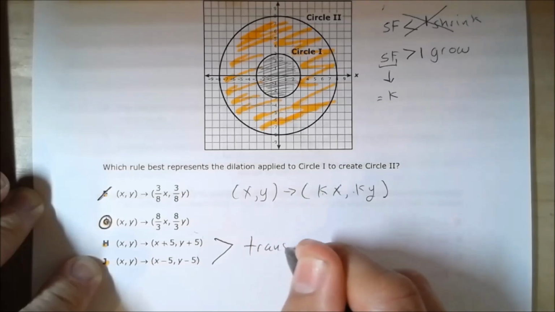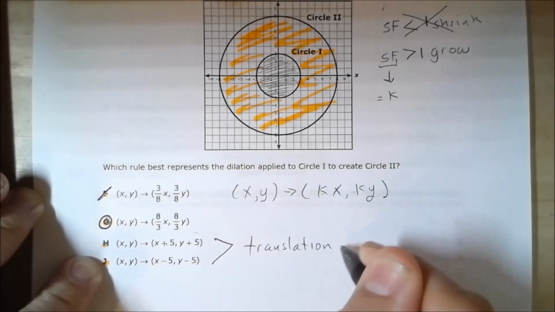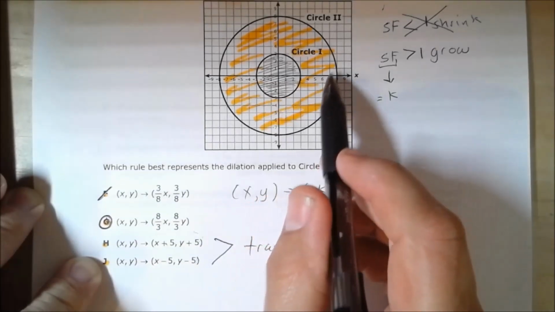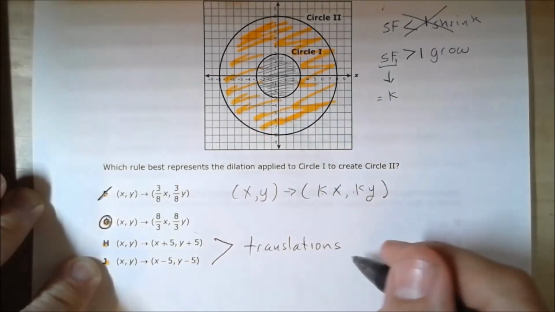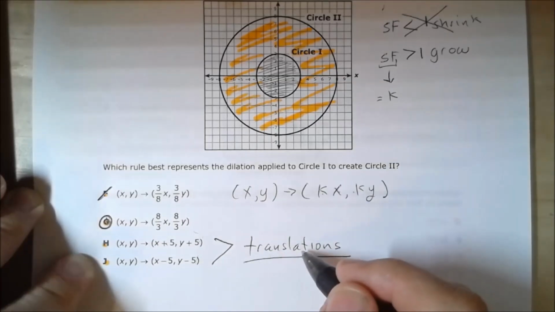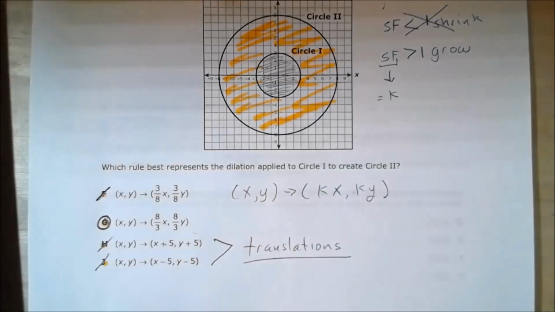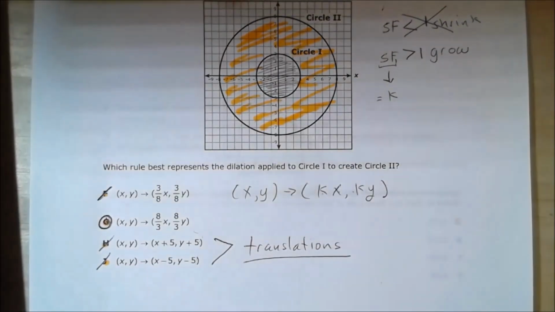They're translations. Remember, translations are slides where we just move the object. We keep it the same size and orientation, we just slide it over, up or down, left or right. And since it's translations, you can automatically rule those out. They can't make the shape change its size. G is the best answer. Go ahead and pause this video. Try the next problem.